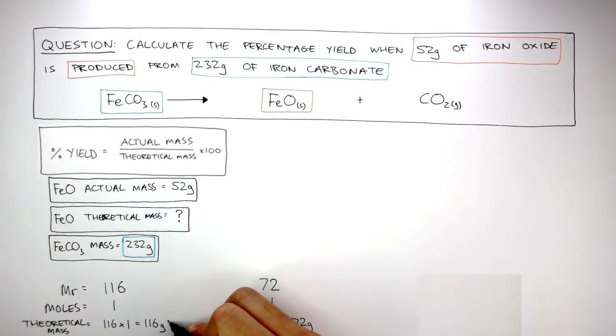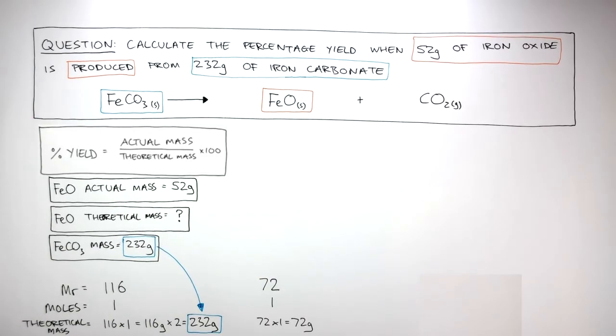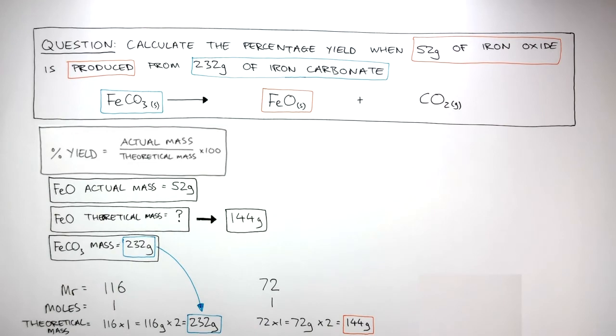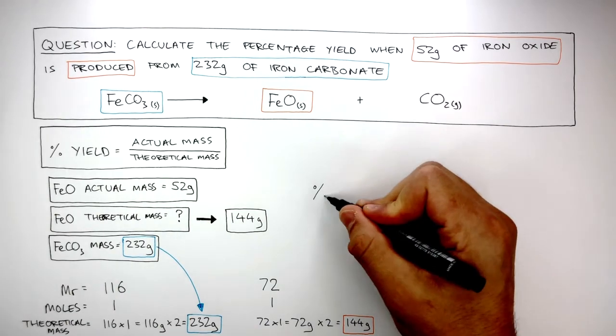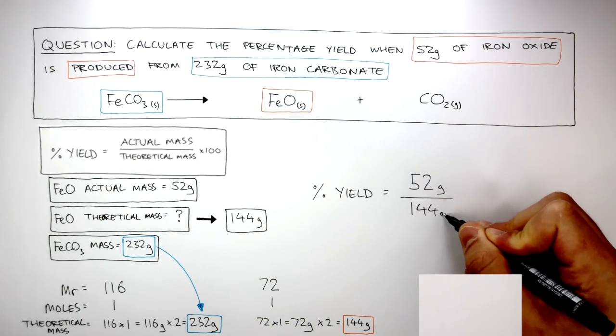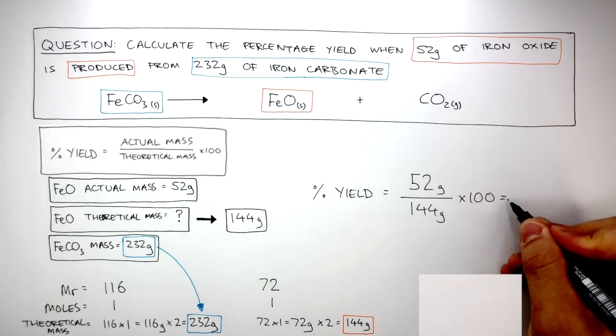Therefore, we need to multiply the 116 grams by 2, so this equals 232 grams. If we've multiplied this by 2, we need to multiply everything by 2. So we do 72 grams times 2, which equals 144 grams of iron oxide, which can be theoretically produced. So now we have our theoretical mass of iron oxide. It's 144 grams. We can now input this data into the equation, where percentage yield equals 52 grams divided by 144 grams times 100.